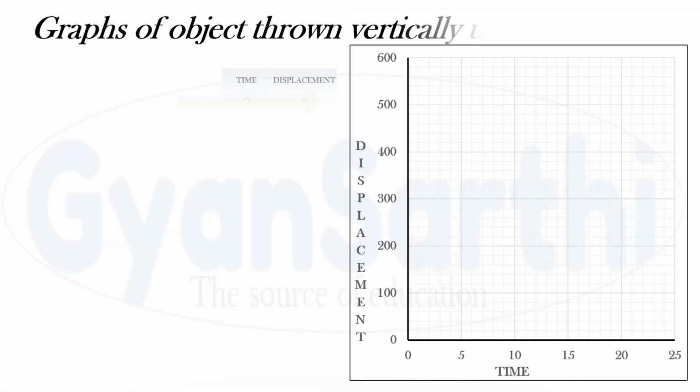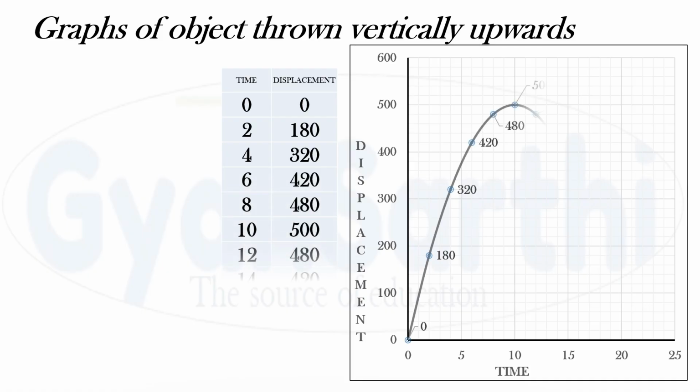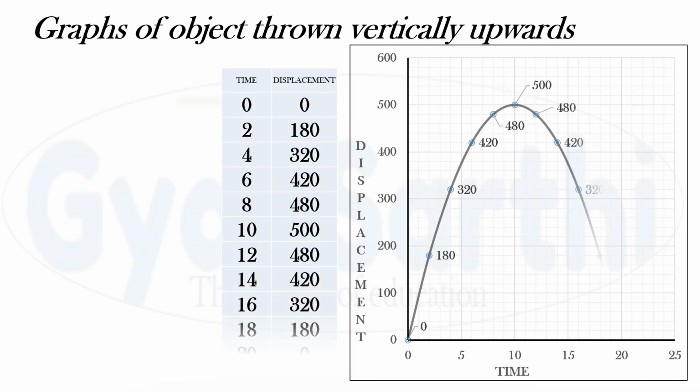Now take another graph for an object which is thrown vertically upwards with some initial velocity. Here we can observe that first there is a non-uniform increase in displacement and then a non-uniform decrease in displacement. Finally, the object returns to the same starting point, so the final displacement becomes zero.